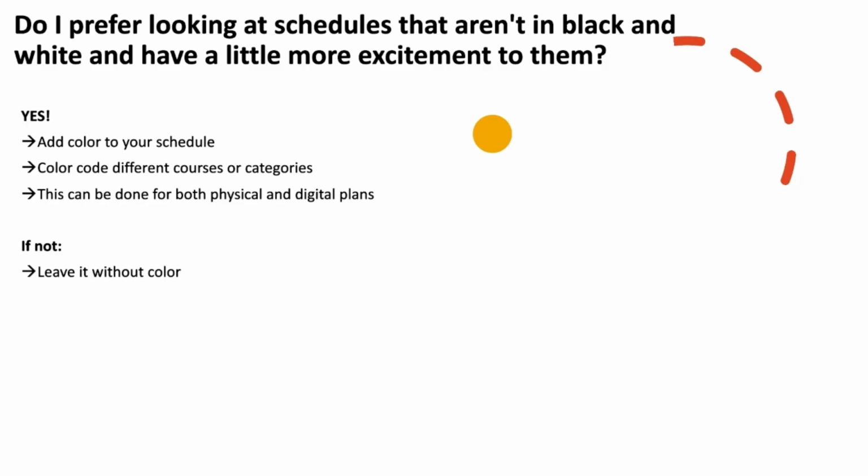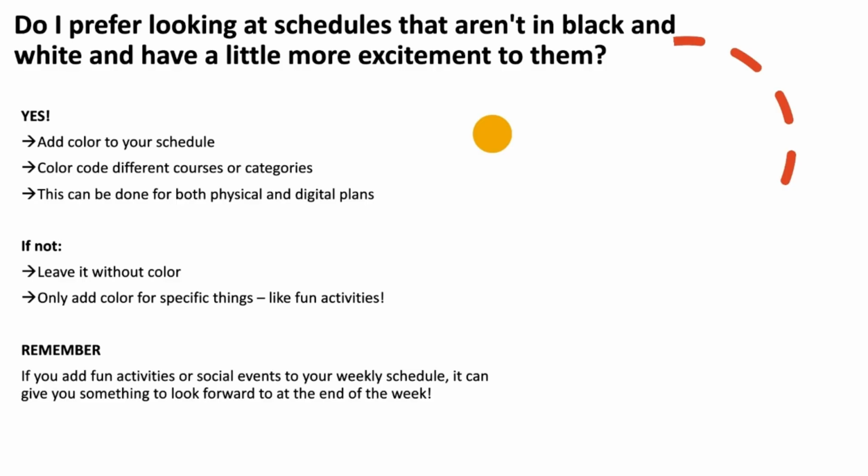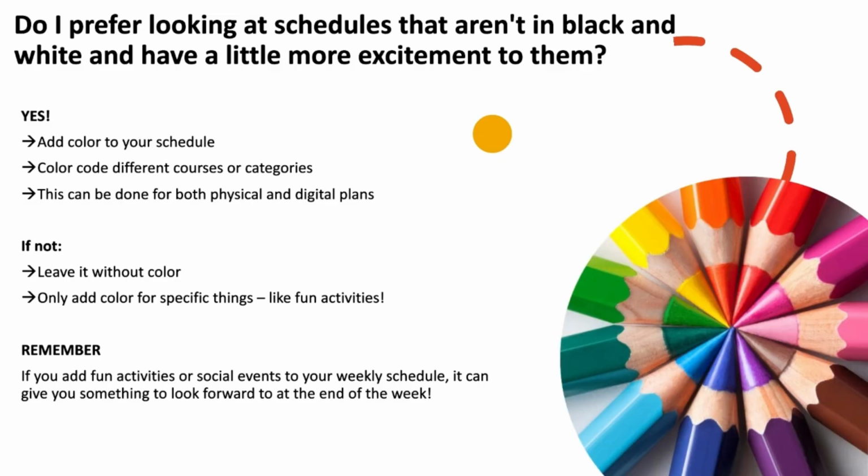If you don't really mind a schedule being in black and white, or if you prefer that, that's okay. You can leave it without color if you choose to, or you can only add color in for specific things. So you might want to add in color for fun activities that you have coming up. And remember, if you add fun activities or social events to your weekly schedule, it can give you something to look forward to at the end of the week. So adding those in there, making them bright and really noticeable could be a lot of motivation to complete your work.